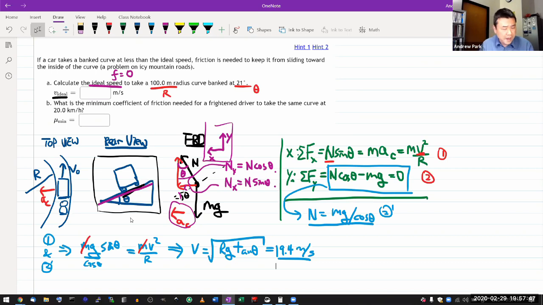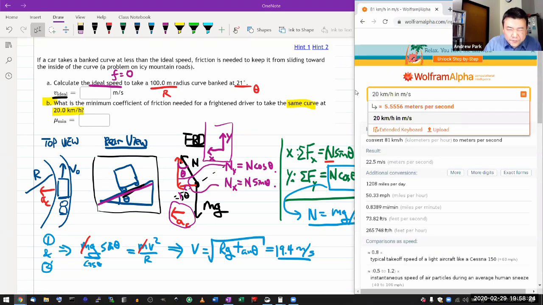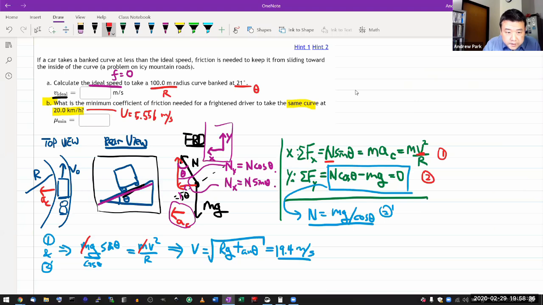The reason I wanted to do this question in particular is because it has this part B where you now have to worry about friction. It says, what is the minimum coefficient of friction needed for a frightened driver to take the same curve at this speed? And let me use Wolfram Alpha: 20 kilometers per hour is 5.556 meters per second.